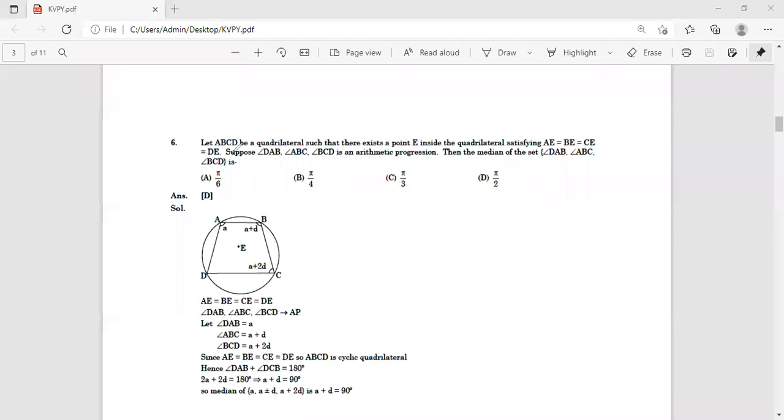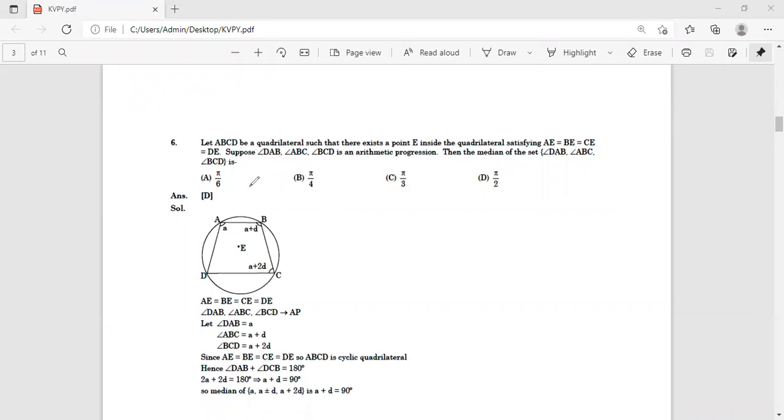So next one, ABCD is a quadrilateral such that there is a point E inside such that AE is equal to BE equal to EC equal to ED. So these four are equal. That means ABCD lie on a circle with center at E. ABCD lies on a circle with center at E. So it simply means ABCD is a cyclic quadrilateral.